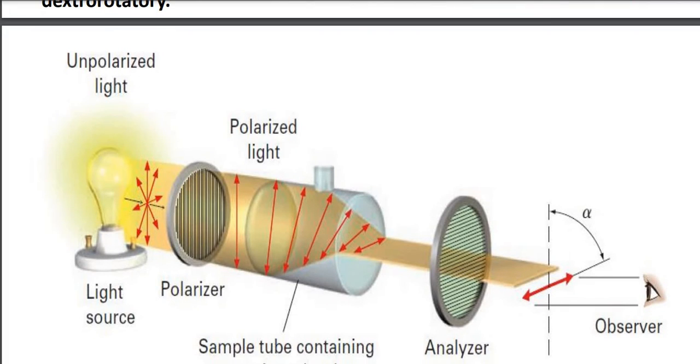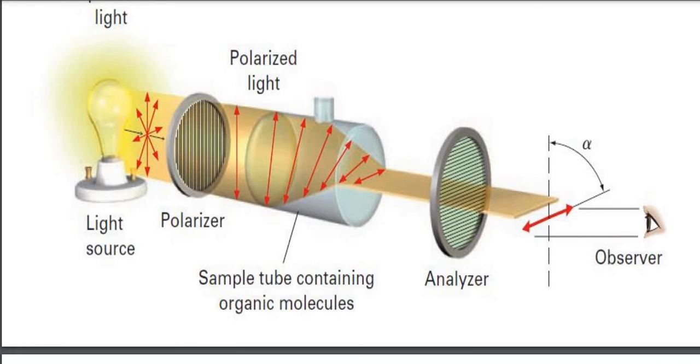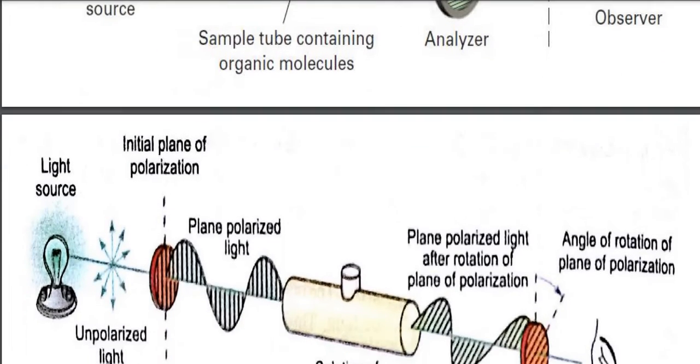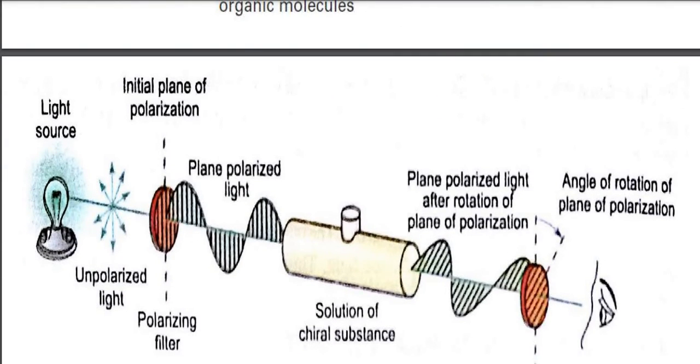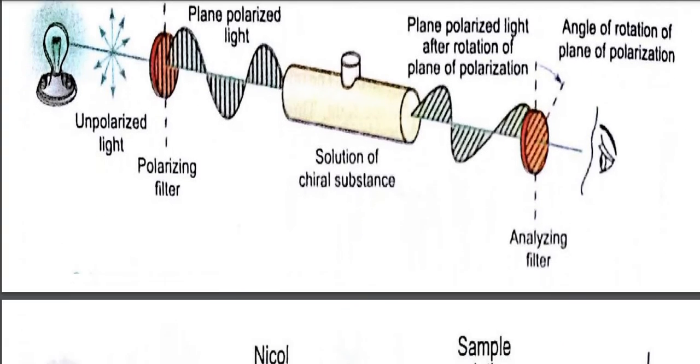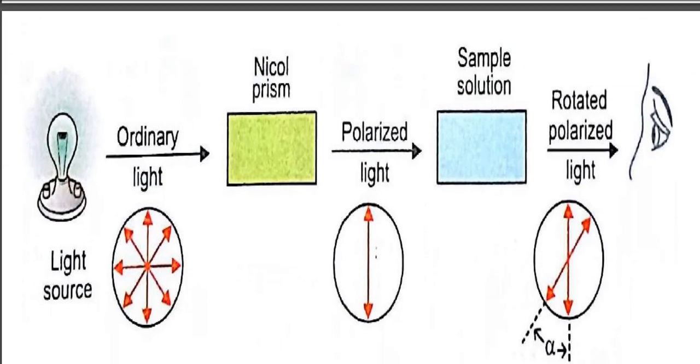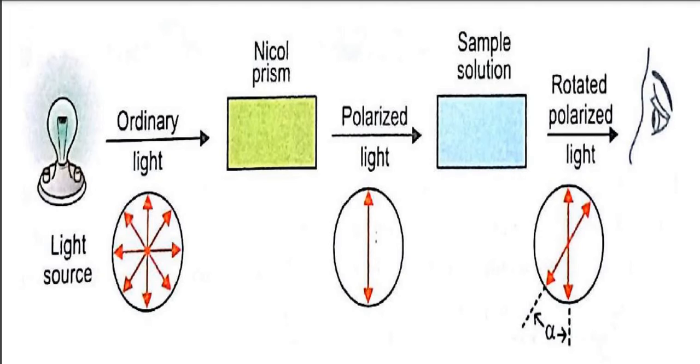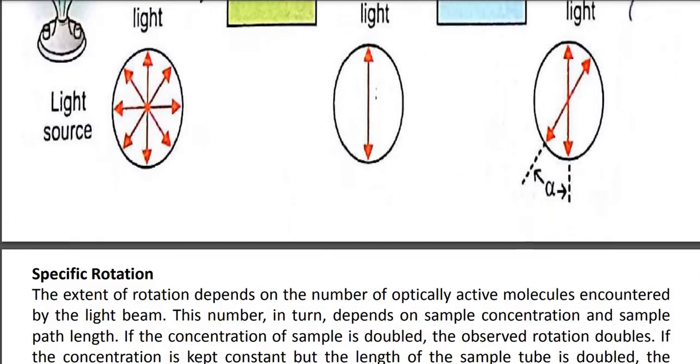You can see unpolarized light, light source, polarized light, polarizers, and a sample tube containing organic molecules. You can see the analyzer and then the observer. So: light source, unpolarized light, initial plane of polarization, polarizing filter, plane polarized light, solution of the chiral substance, plane polarized light after rotation of the plane of polarization, and angle of rotation of plane polarization. Here you can see the analyzer. Again you can see the light source, ordinary light, Nicol prism, polarized light, sample solution, and polarized light rotated by alpha.